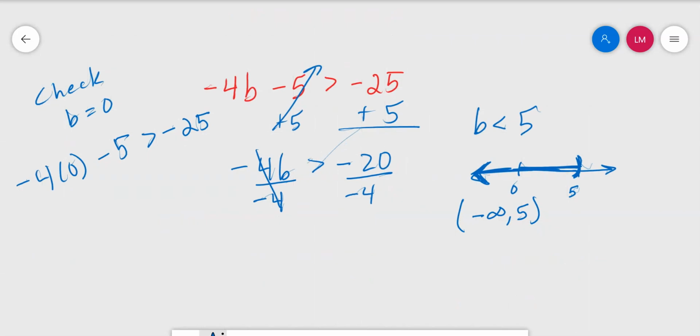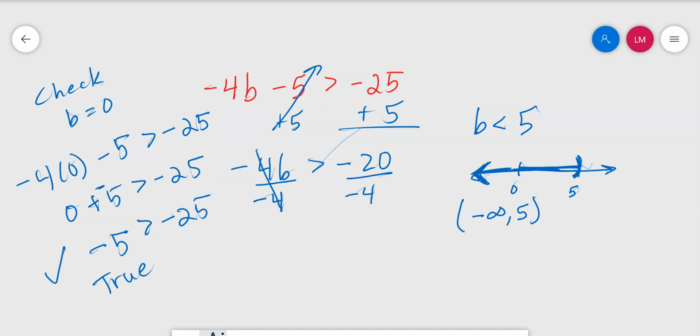So we know negative 4 times 0 is just 0 minus 5. Okay, I'm going to change that to a plus, bump back. So is that true? Is negative 5 greater than negative 25? Well, yes, that's true. So therefore, we shaded the right direction. Okay, remember, the more negative a number is, like negative 100, negative 20, negative 30, it's smaller than numbers like negative 1, negative 2, negative 7. Okay, so hopefully that makes sense.